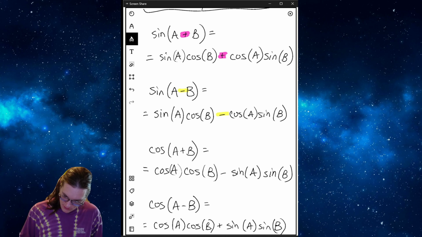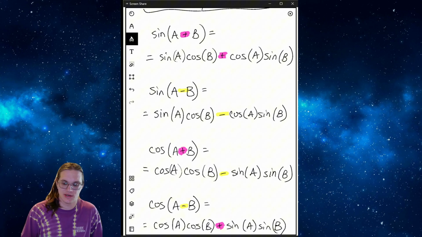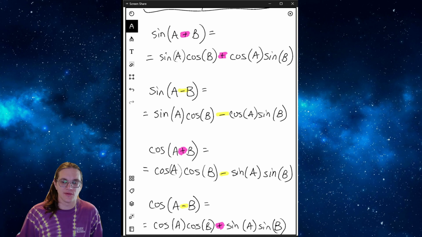And then with cosine, when you add, you subtract. And with cosine, when you subtract, you add. Now again, this isn't just going to jump out at you instantly and become second nature, but I'm just saying, the more you write them down, the more of this will be familiar.